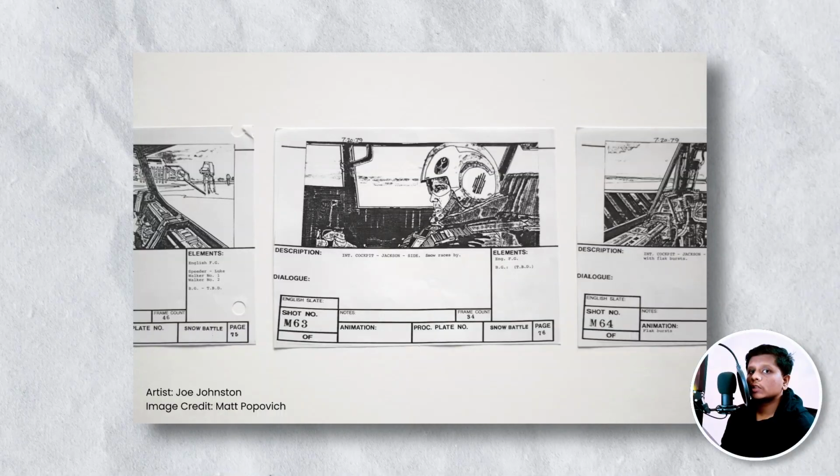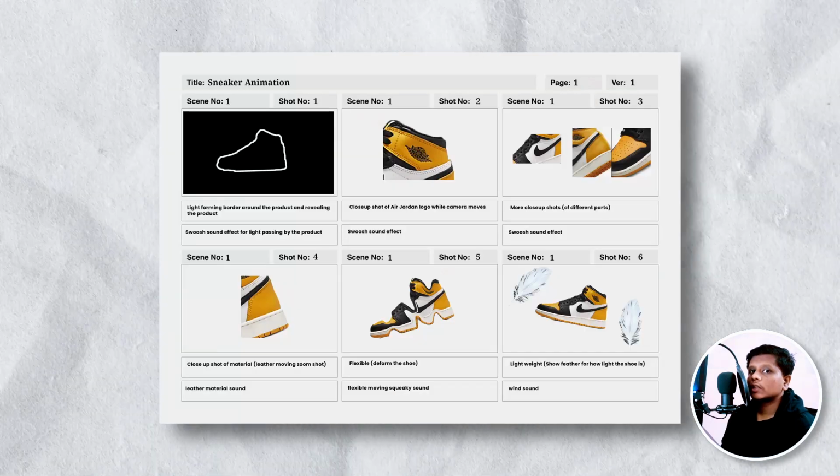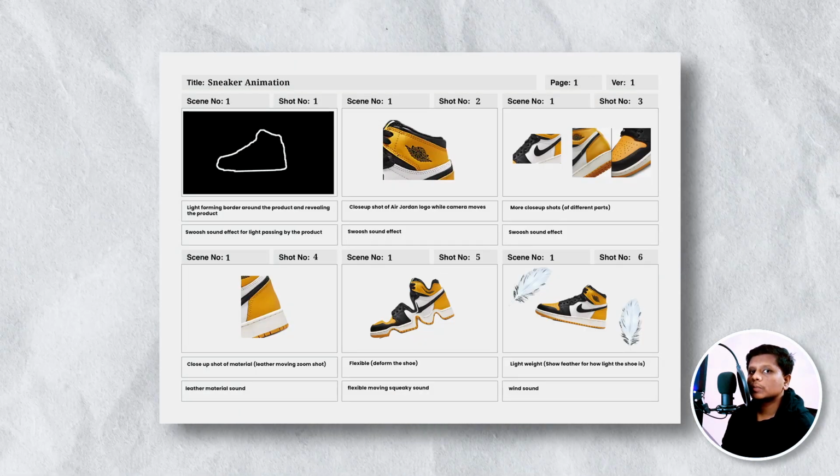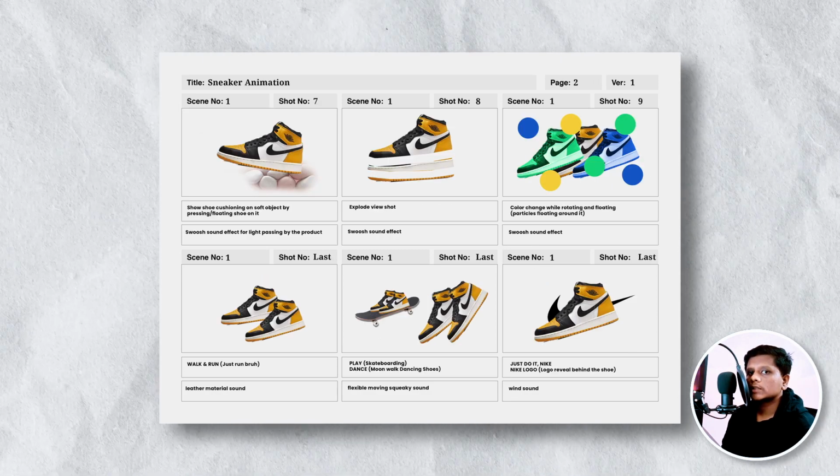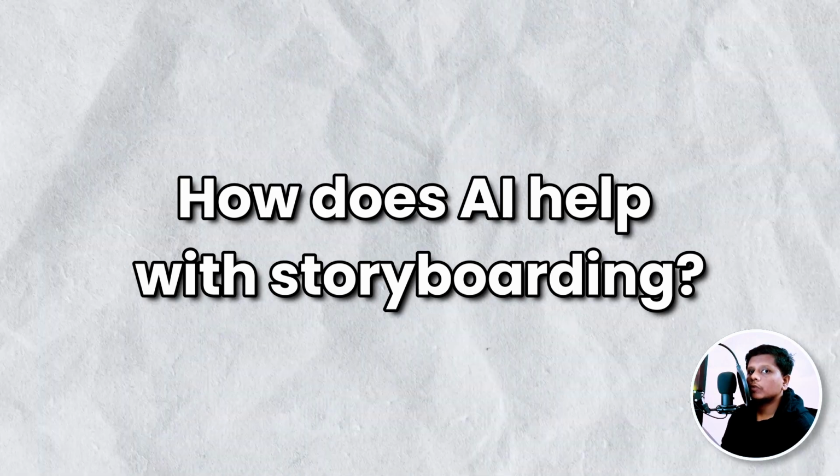A storyboard is a visual representation of a film or animation showing the sequence of shots and scenes. It is a crucial part of the pre-production process, allowing filmmakers and animators to plan out their story and experiment with different ideas. Now let's see how AI can help with this process.